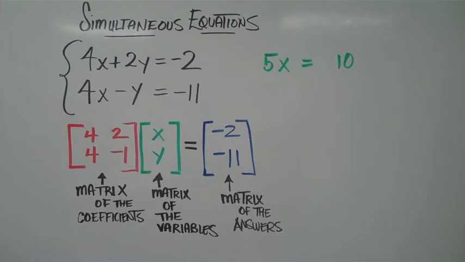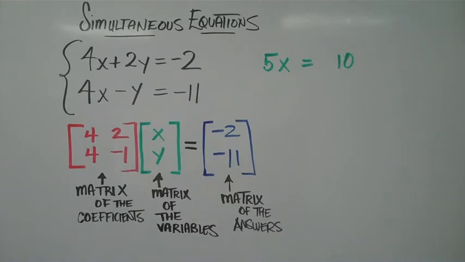First thing I have to do is make a matrix of the coefficients, 4, 2, 4, negative 1. And notice I made a matrix of the variables. x I came to first, followed by y. So I wrote x over y, and finally a matrix of the answers.